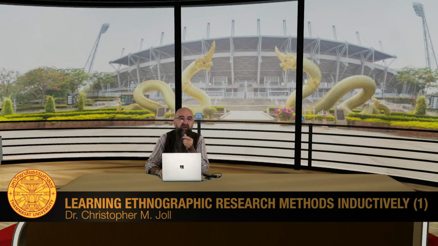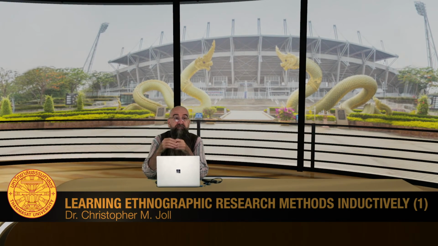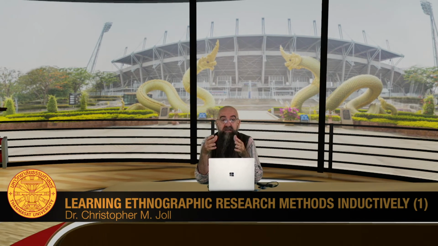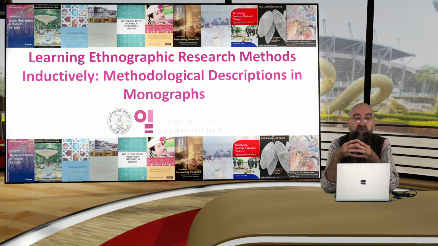Okay, so this is going to be our first video in a series looking at the research methods in a series of ethnographic monographs. There's going to be 11 of them. Some of them are based in Thailand. We have three based in Thailand. One is in England looking at Thai mural art, mural art in Thai Buddhist temples in England.